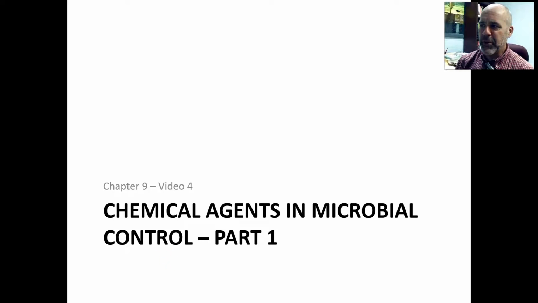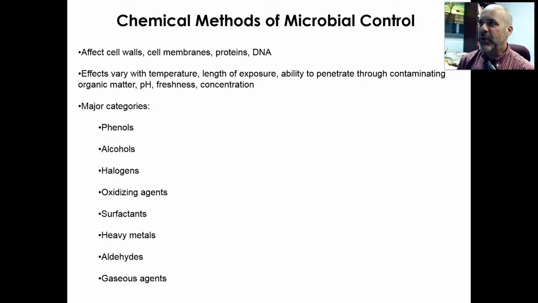In this next video clip, we're going to start talking about some of the chemicals that we use for microbial control. So many of these things will be familiar to you. Now in general, as we talked about early in Chapter 9 in the first video lecture about the modes of action for physical and chemical agents for controlling microbes, they're going to affect the cell membrane, cell wall, proteins, DNA, some sort of metabolic processes inside cells, and some of these will impact more than one of those.